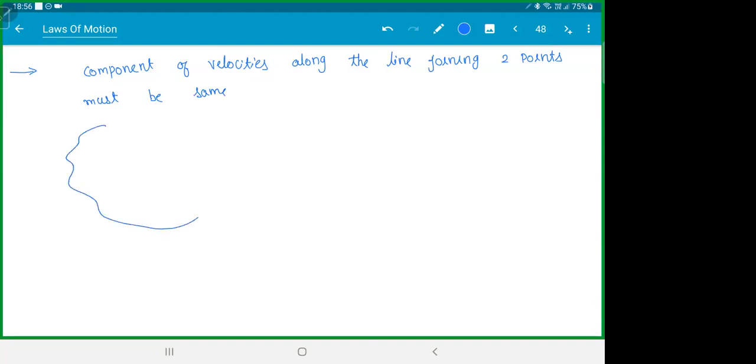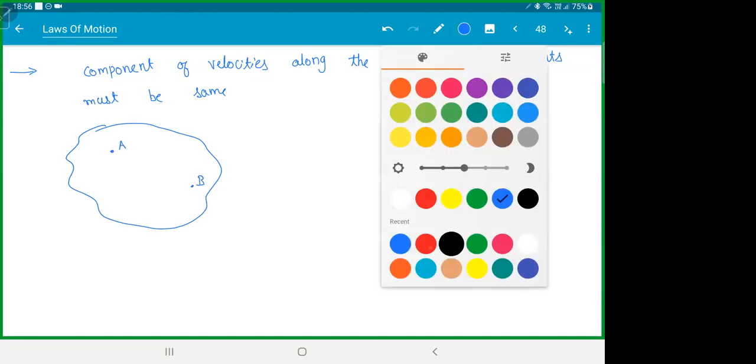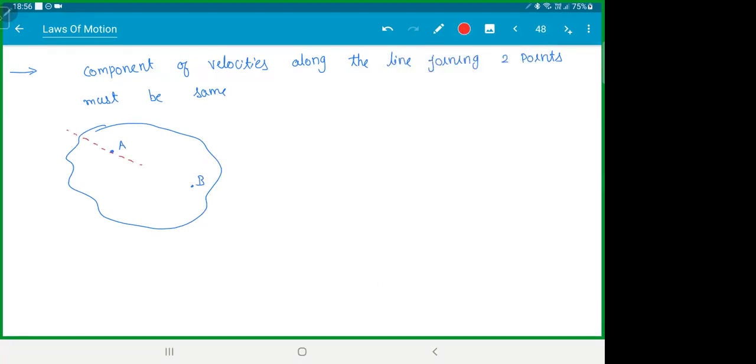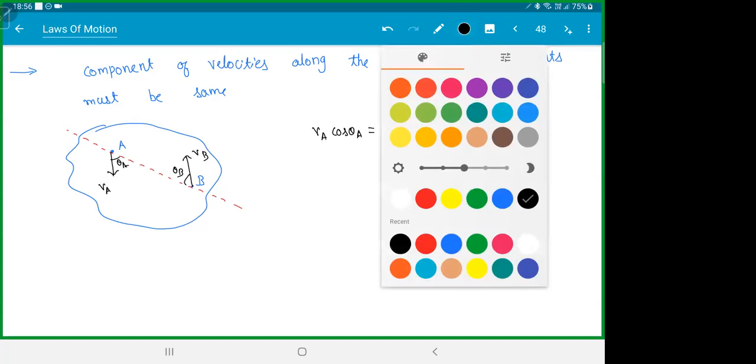That means you take any random rigid body, it doesn't matter. If this guy is A and this guy is B, and you join the line A and B, let A go any way it wants. Let A go like this. This angle is theta A, and B goes like this. These kinds of velocities are possible whenever a body rotates and translates. We will see that. So if you look at the components here, VA cos theta A should be equal to VB cos theta B. The velocity components along the line should be the same.